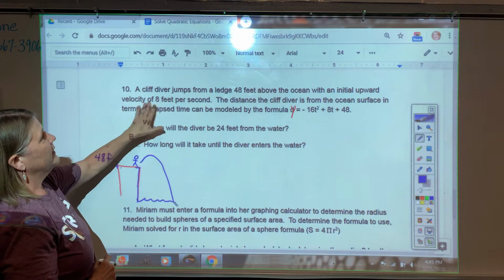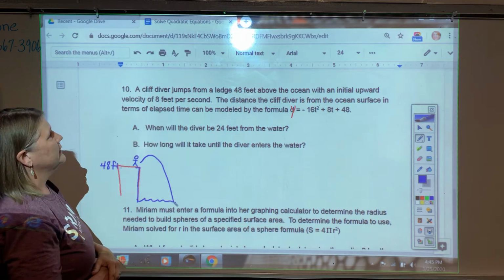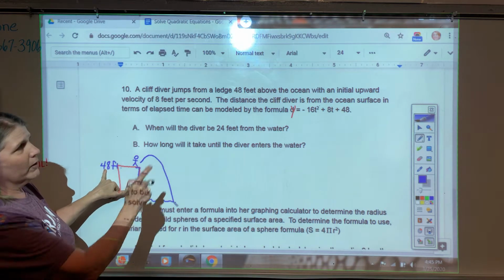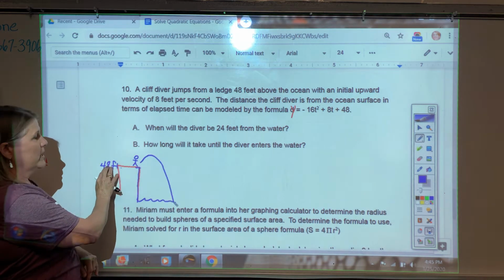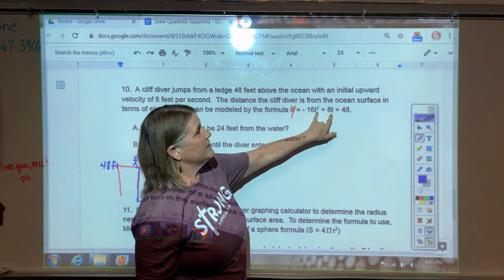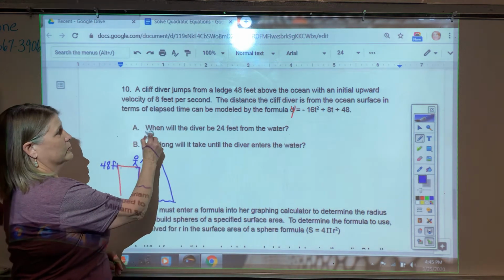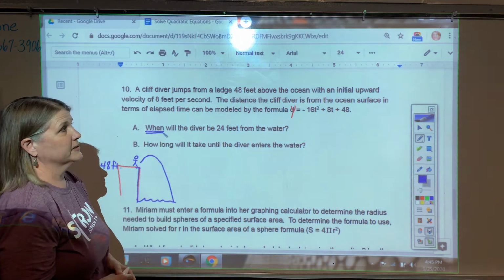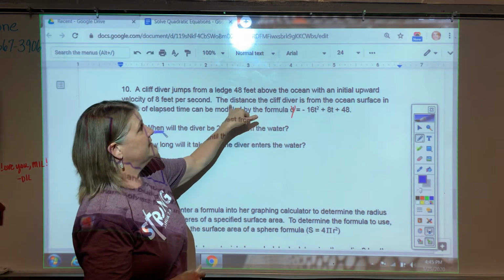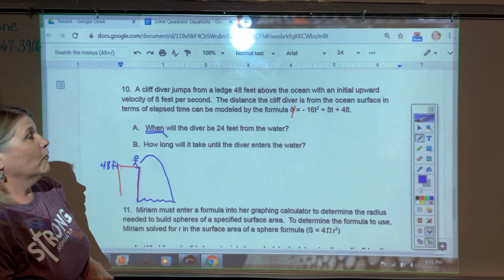So his upward velocity is 8 feet per second, and the distance the cliff diver is from the ocean surface in terms of elapsed time can be modeled by this formula. So when you think, where did that 48 come from? We can see that that 48 is the starting height, and then these t's are time, because that's what we're looking for. So we're looking for time. We're basically asked to solve for t. And it says that d basically is the distance he is from the ocean surface. So I want to know when he's 24 feet from the water.